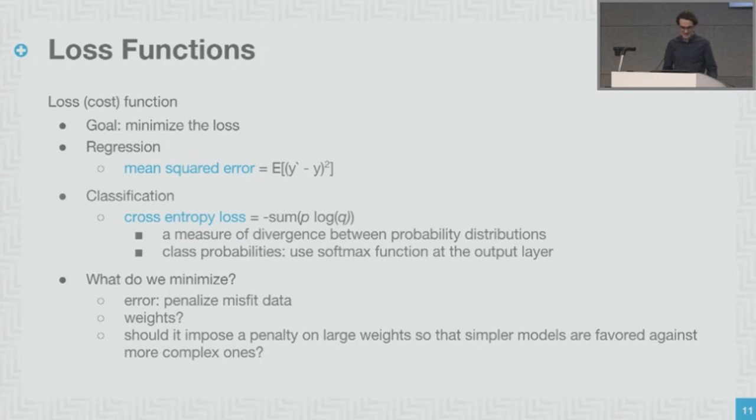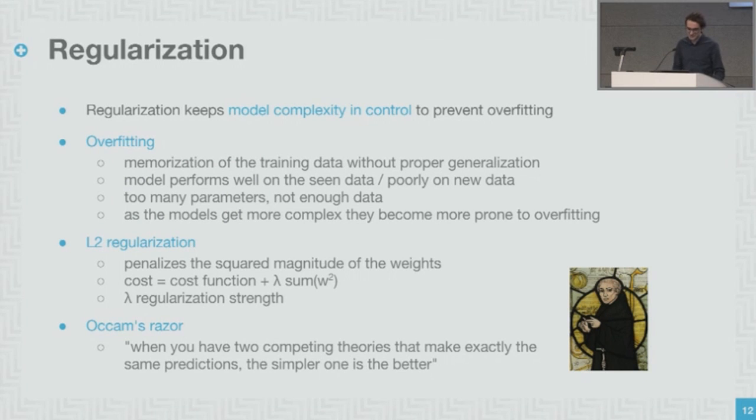So here, what do we minimize? We might minimize the error, which penalizes the misfit data, but we don't do anything about the weights. Should we impose any penalties on large weights so that simpler models are favored over more complex ones? And the answer is usually yes, and this is called regularization. Regularization keeps model complexity in control to prevent overfitting. I talked about overfitting in my previous talk. If we recap, it's basically the memorization of the training data without proper generalization.